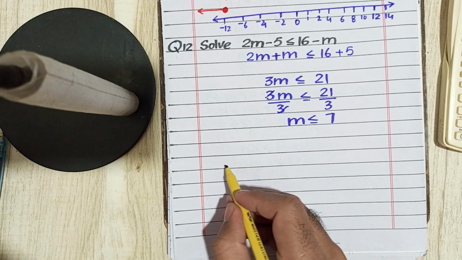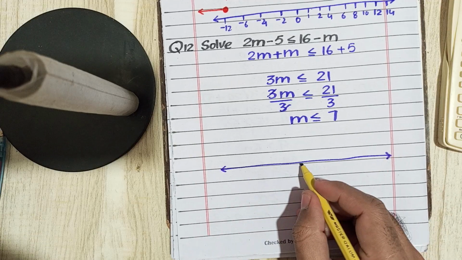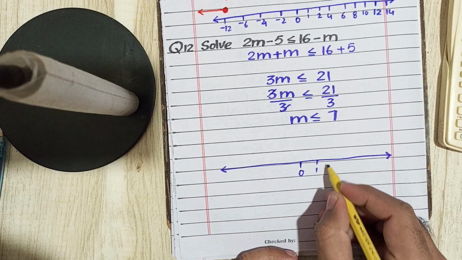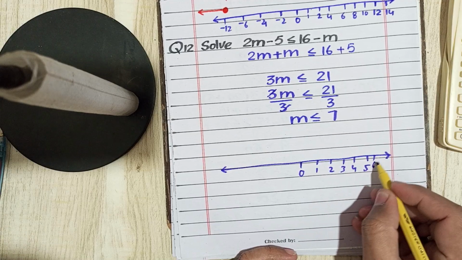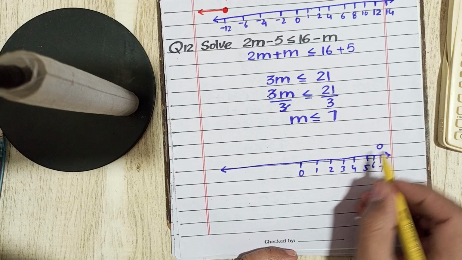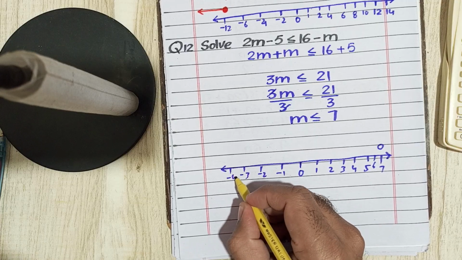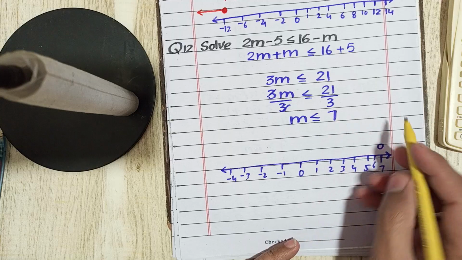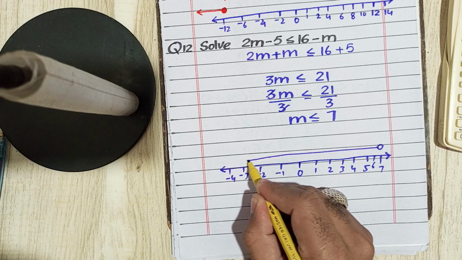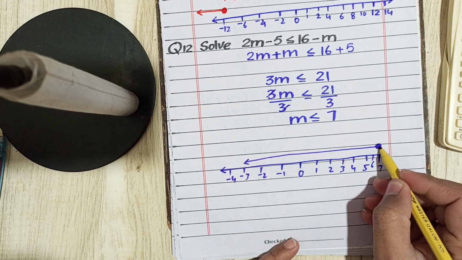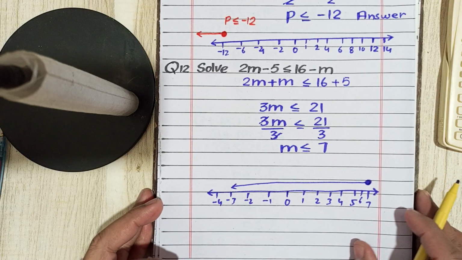If we represent it on a number line, then we draw a number line. Here we have 0, and here we have 1, 2, 3, 4, 5, 6, and here we have 7. And here we have -1, -2, -3, -4, and so on. So m is less than or equal to 7. So here we have a 7 and this represents less than. So we close the circle. So this represents m less than or equal to 7. I hope you got it.